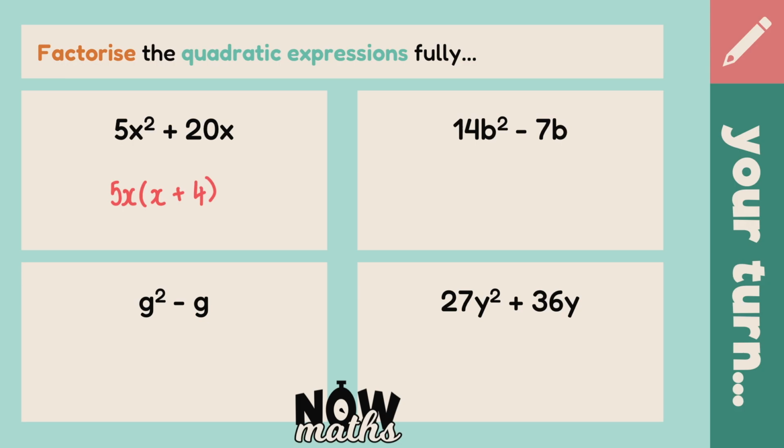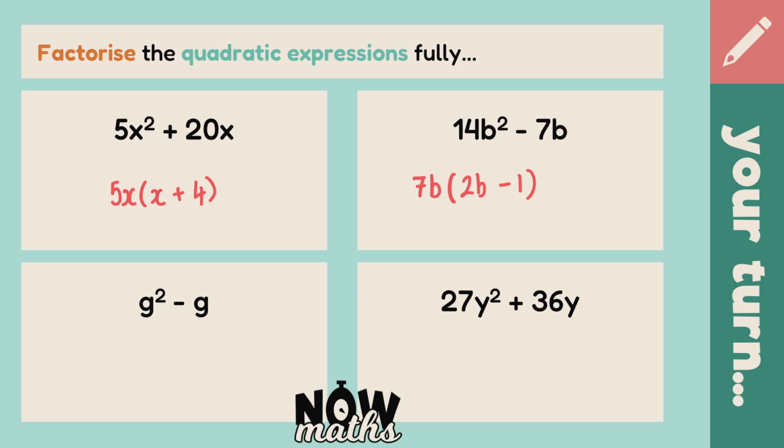For the second question, we have 14b squared subtract 7b. The highest common factor is 7b, and we open our brackets. Then 14b squared divided by 7b is 2b, and negative 7b divided by 7b is negative 1, and we close our brackets.